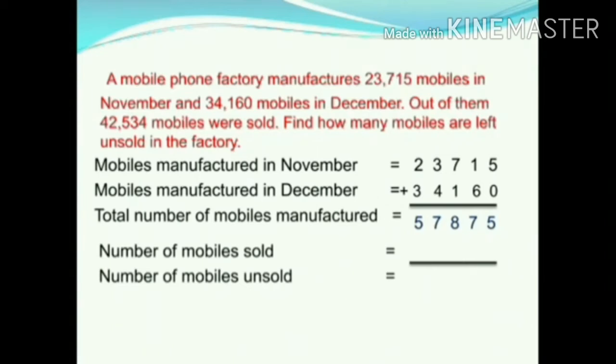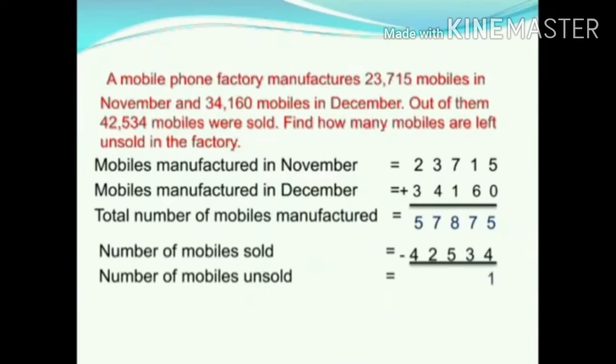Number of mobiles sold is 42,534. Now we will subtract 42,534 from 57,875. Now we should subtract the units place digits. They are 5 and 4. 5 minus 4 is equal to 1. Write 1 in units place.